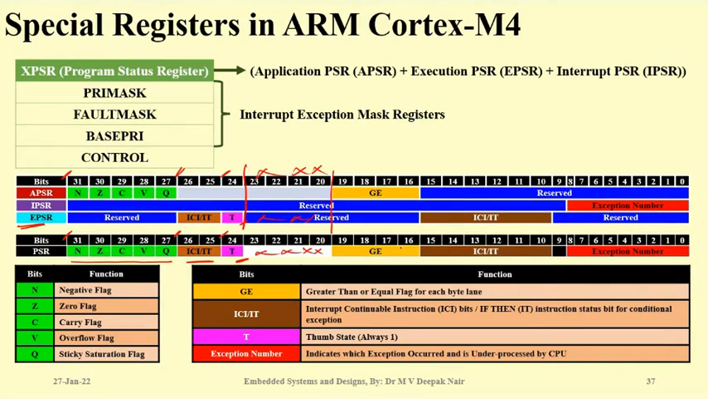Now coming to 19 to 16, GE, it is coming from APSR. 15 to 10 is coming from ICI/IT, which is coming from EPSR. The ninth bit you see is not used in any of these 3 registers, so the ninth bit is also not used. Then you have the exception number, which is from 8 to 0, coming from IPSR. So if you combine these three, you can call them PSR together.